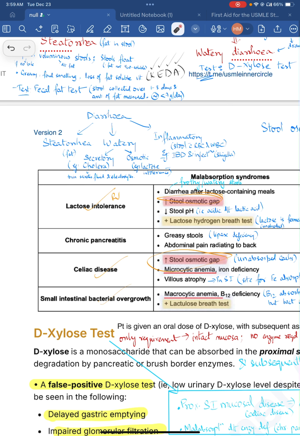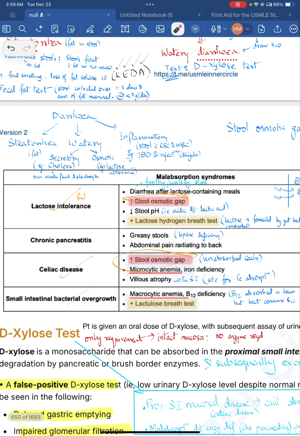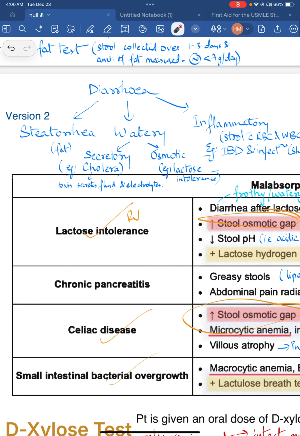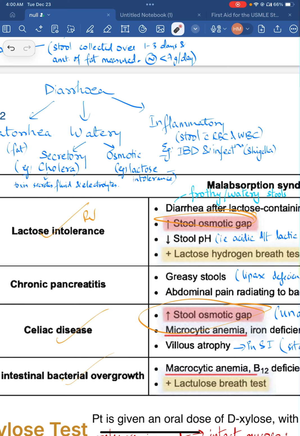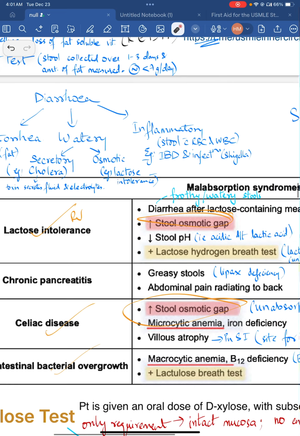Watery diarrhea can be of two types, secretory and osmotic. To determine if it's secretory or osmotic, you can test for the stool osmotic gap. Secretory diarrhea is when water and electrolytes are secreted into the stool to make it watery, right? It happens in cholera. Cholera toxin secretes fluid and electrolytes. What about osmotic diarrhea? You can take lactose intolerance as the best example for osmotic diarrhea. Lactose is a high concentration solute and it draws in water, and this will lead to watery diarrhea.